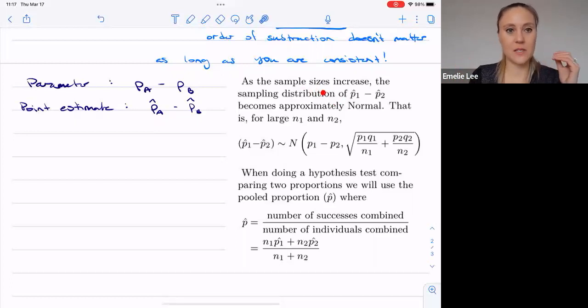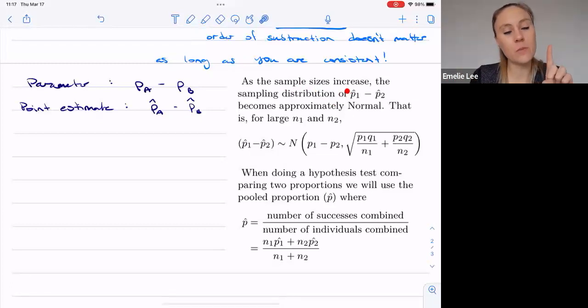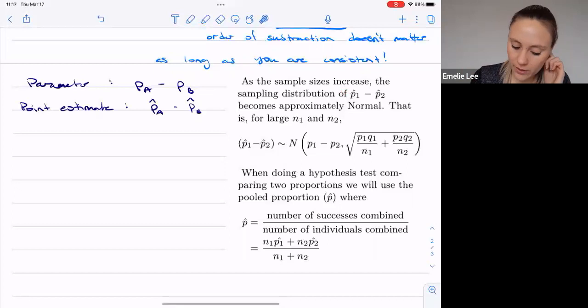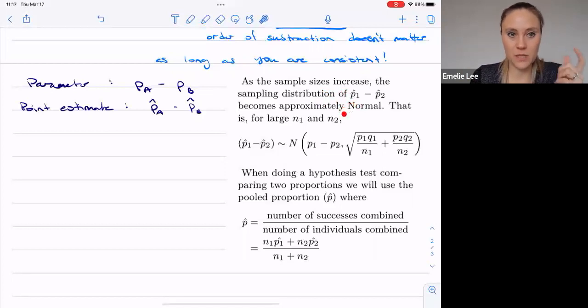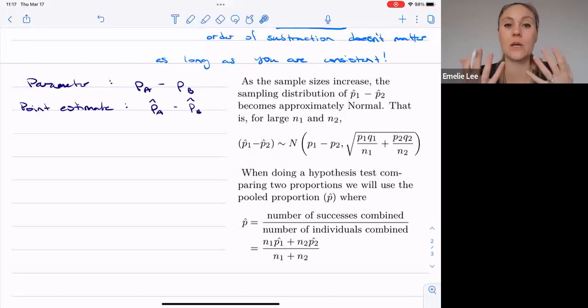So as the sample sizes, because I've got two sample sizes, and they don't have to be the same, that's what we saw before, and that's fine. As the sample sizes increase, the sampling distribution of the difference becomes approximately normal. So for large enough N1 and N2, I'm going to show you how to check that. It's very similar to what we did before. The conditions that we checked for one sample proportion, we're essentially going to check them again, but for both samples. So now I have two samples, I have to check both of them.